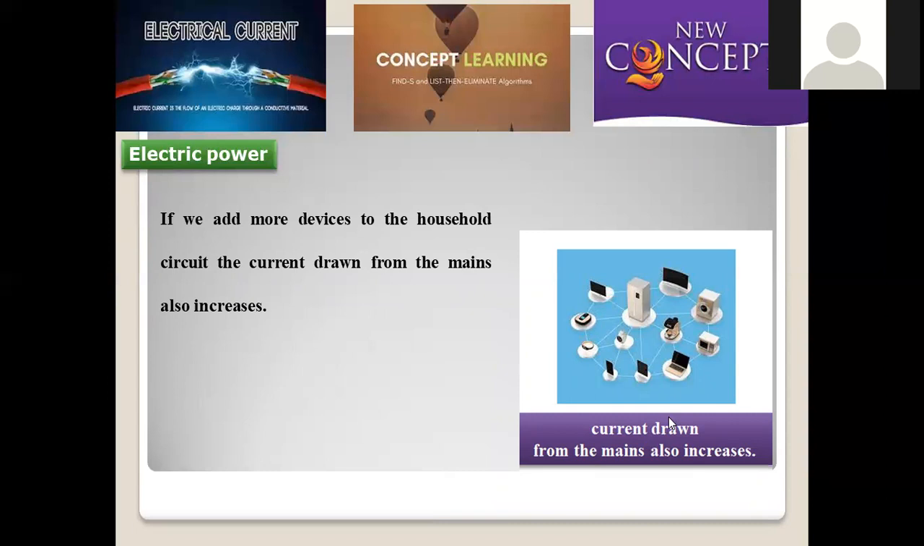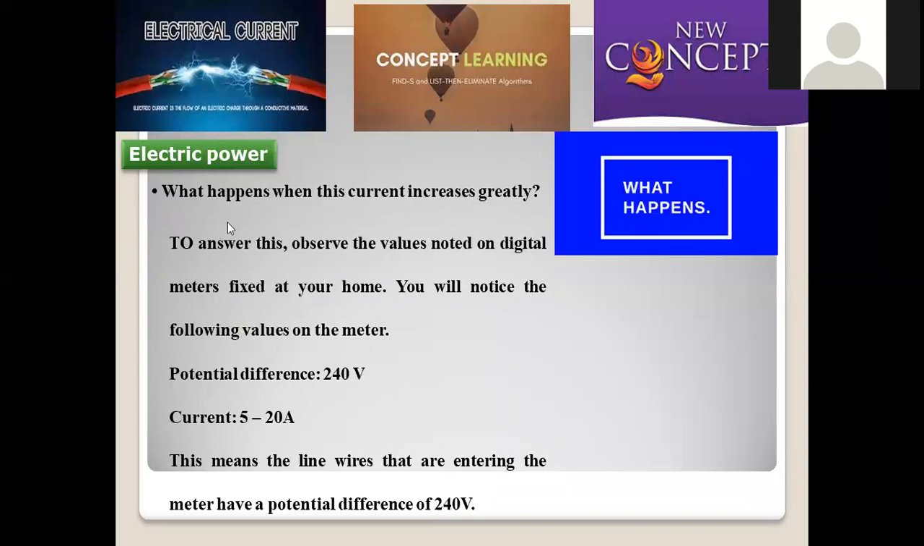And current drawn from the main also increases. As the number of gadgets increases, current consumption also gradually increases. That is the fundamental thing which we already know. What happens when the current increases greatly?